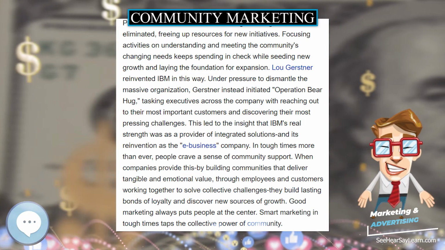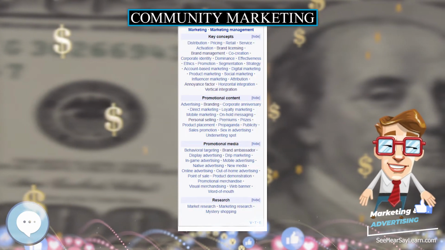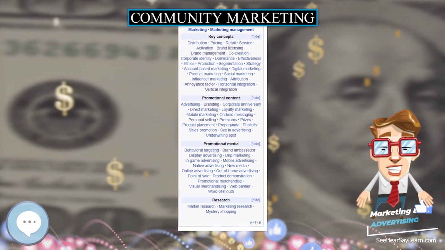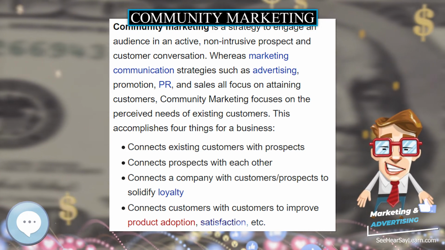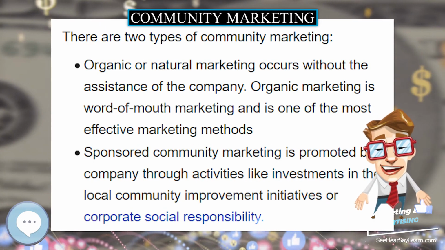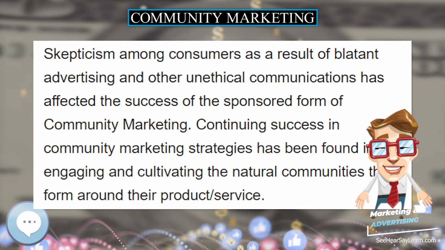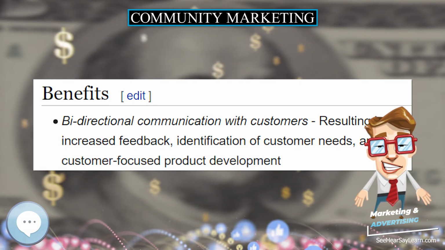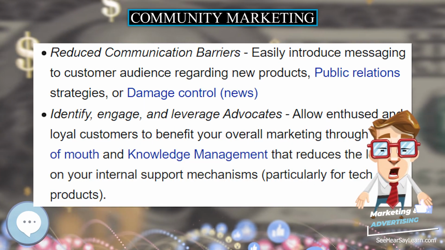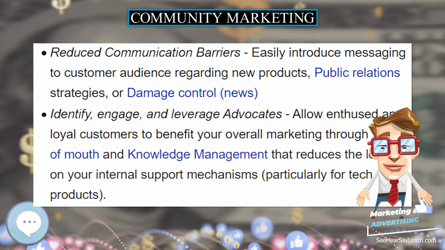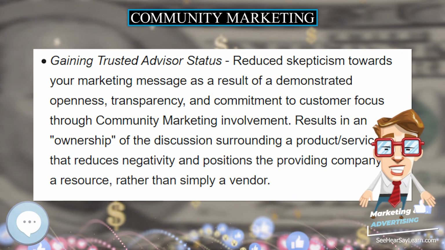Products and activities that are no longer adding value can be eliminated, freeing up resources for new initiatives. Focusing activities on understanding and meeting the community's changing needs keeps spending in check while seeding new growth and laying the foundation for expansion. Lou Gerstner reinvented IBM in this way. Under pressure to dismantle the massive organization, Gerstner instead initiated Operation Bear Hug, tasking executives across the company with reaching out to their most important customers and discovering their most pressing challenges. This led to the insight that IBM's real strength was as a provider of integrated solutions and its reinvention as the e-business company.